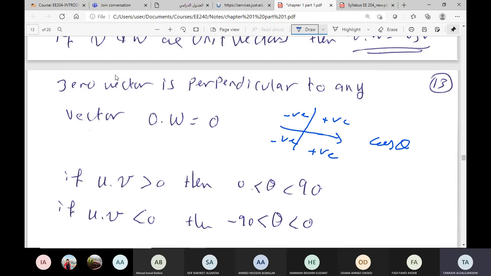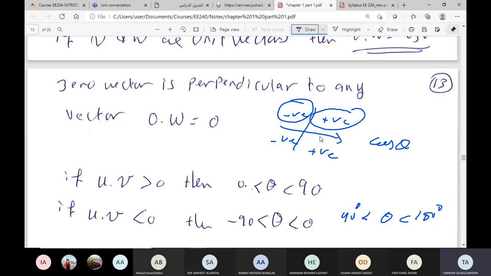So if the dot product is positive, that means we are in the first quarter, which means that theta is between 0 and 90 degrees. If the dot product is negative, that means we are in the second quarter, which means that the angle is greater than 90 degrees and less than 180 degrees. So theta is greater than 90 degrees and less than 180 degrees. Again, okay.